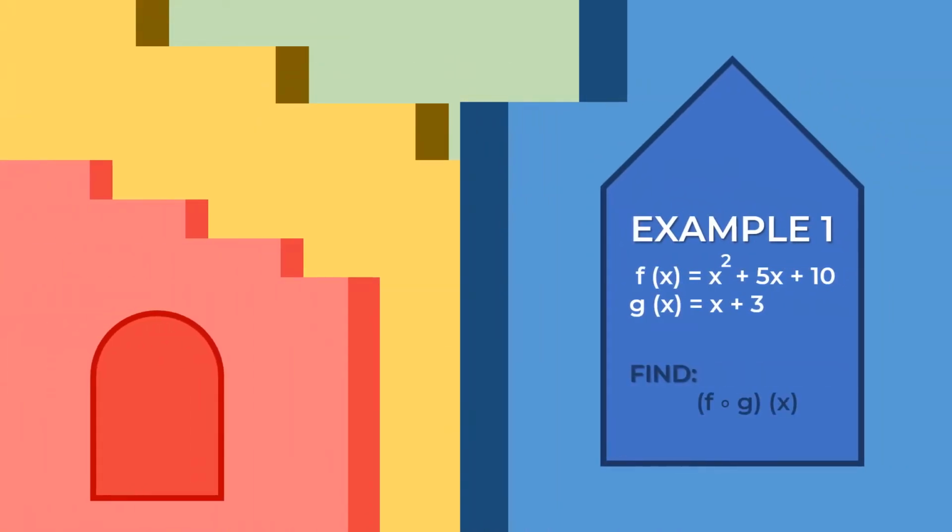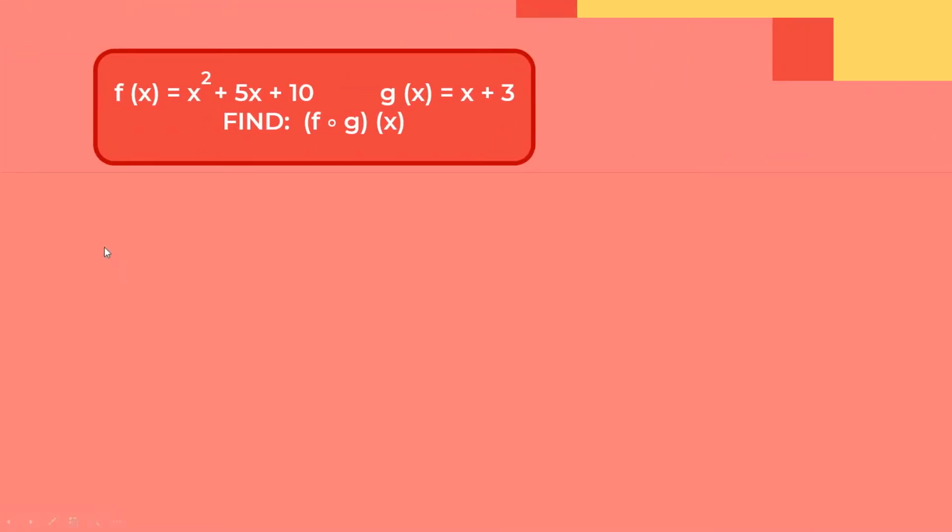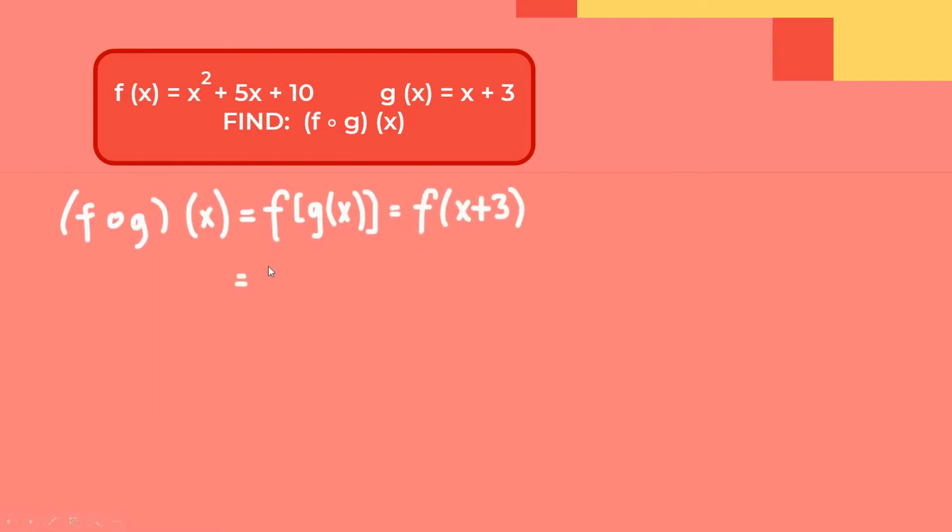Example number 1. Our f of x is x squared plus 5x plus 10, and g of x is equal to x plus 3. Find the value of f composite g of x. First, we will rewrite the formula, which is f composite g of x is equal to f of g of x. Then, we will substitute first the value of g of x, which is x plus 3. Now, we will substitute x plus 3 into the x in x squared plus 5x plus 10.